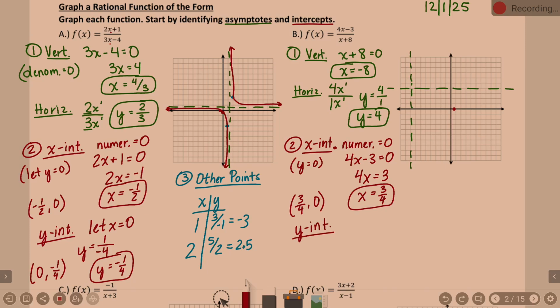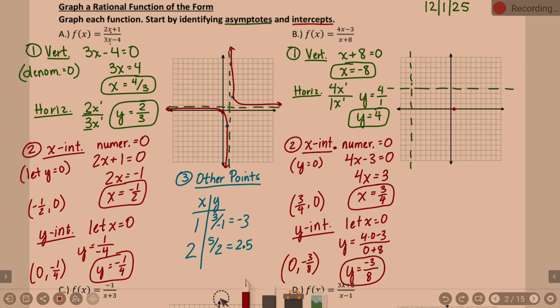Okay? Now, we're learning. I'm going to keep us going, but I'm trying to get you guys to see the shortcuts. Okay, y-intercepts happen when x is 0. So plug 0 in for x. 4 times 0 minus 3 over 0 plus 8. 4 times 0 is 0 minus 3. 0 plus 8 is 8. Y equals negative 3/8. If you want the ordered pair, it's 0, comma, negative 3/8.